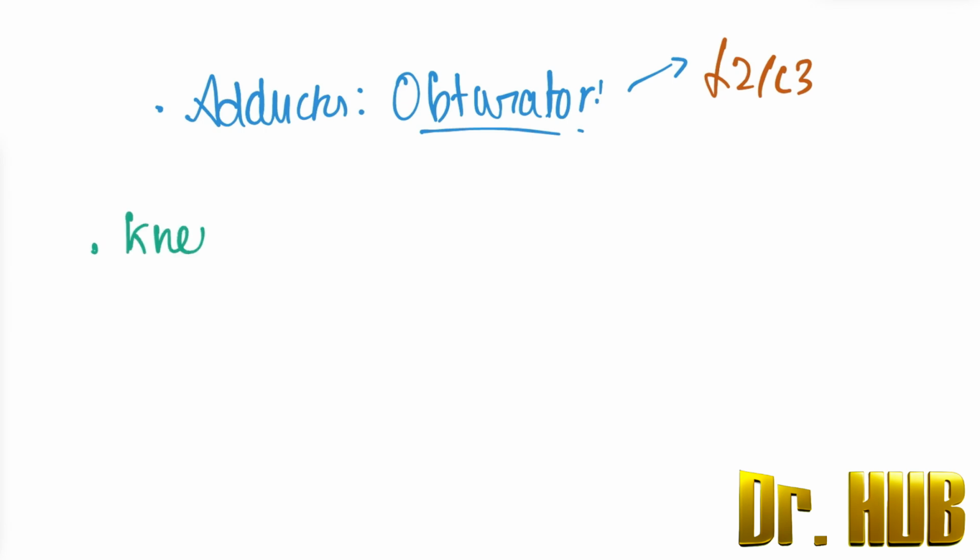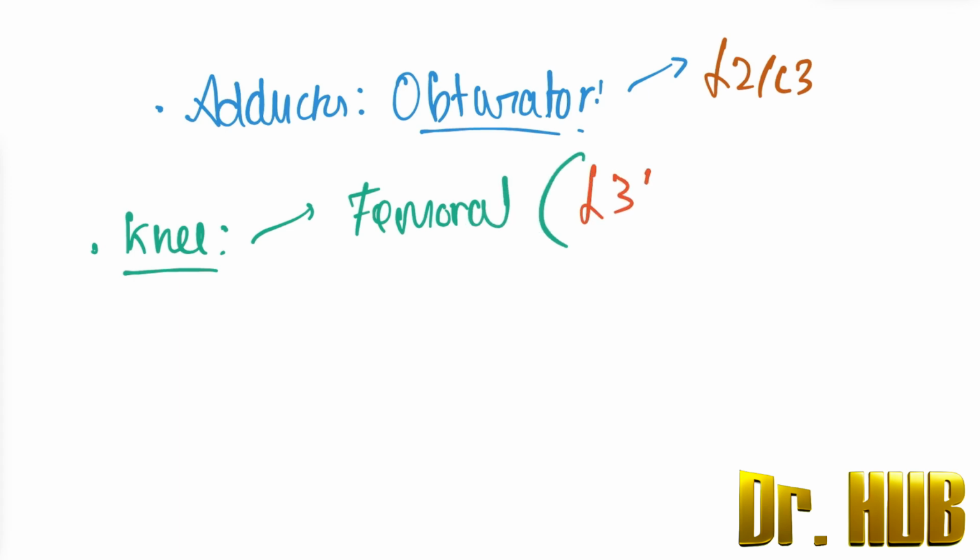Next comes the question on the knee. So what about the knee? The involvement of the nerve here is the femoral nerve. And what is the root value? Root value is going to be L3 as well as L4.